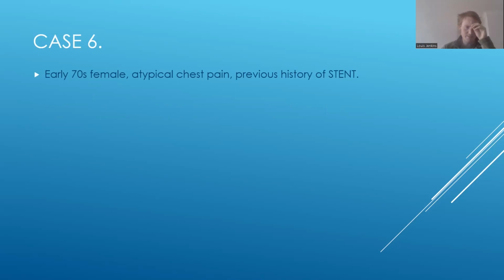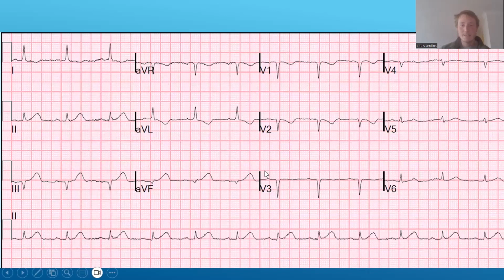So, case: early 70s female, atypical chest pain, previous history of stent. Here is the ECG. Have a pause. But I'm just going to launch right into it. So, forest trees, forest actually looks okay to me on this one. I do notice that there are some Q waves through the anterior, but she has a previous history of a stent, so that's probably an old infarction. Not so troubling. I also noticed some bizarre looking inferior stuff, but nothing screaming out that she's having a STEMI.